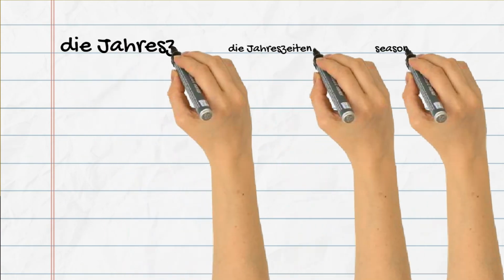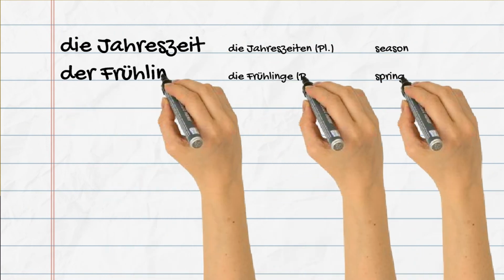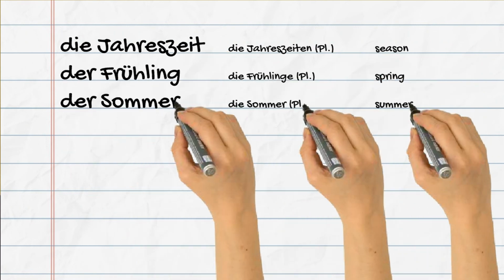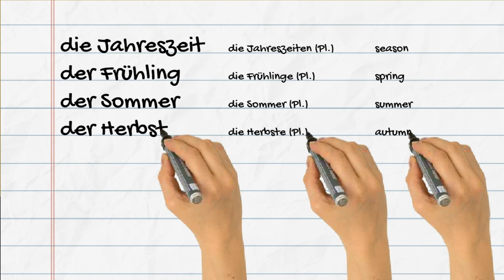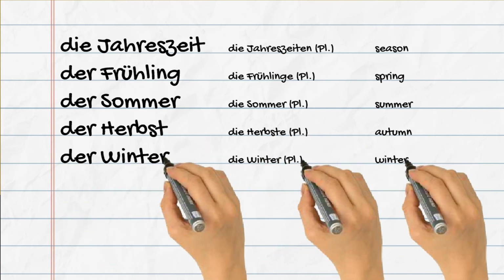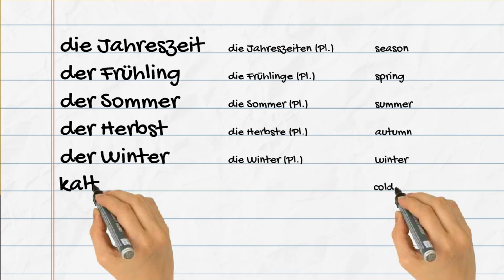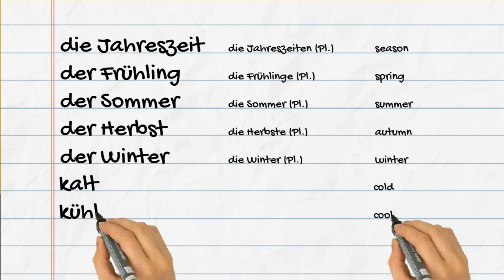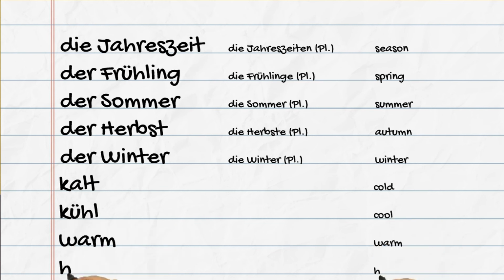Alright, it's time to write down our vocabulary. Die Jahreszeit. Der Frühling. Der Sommer. Der Herbst. Der Winter. Kalt. Kühl. Warm. Heiß.